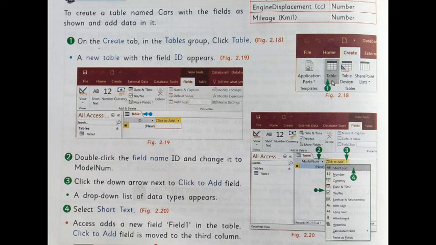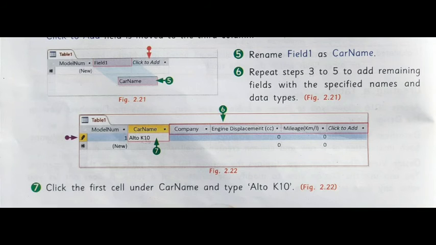On the Create tab, in the Tables group, click Table. You can see figure 2.18. A new table with the field ID appears, which is figure 2.19. Then double-click the field name ID and change it to Model Name. Then click the down arrow next to Click to Add. A drop-down list of data types appears. Then select Short Text. Access adds a new field, that is Field1, in the table. Click to Add is moved to the third column. Then rename Field1 as Car Name.